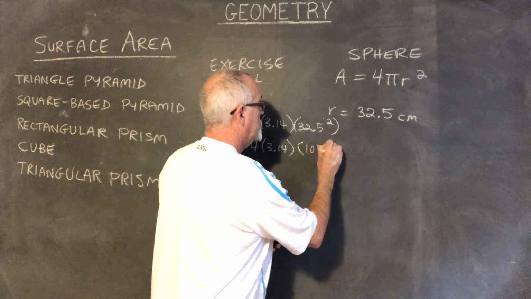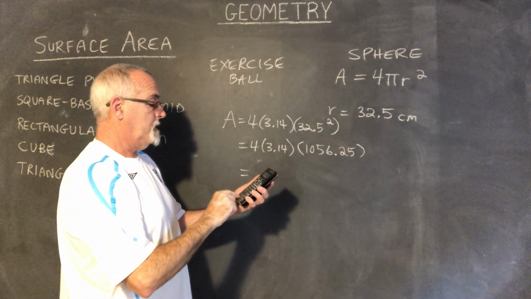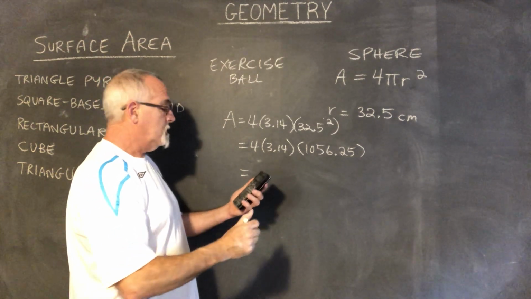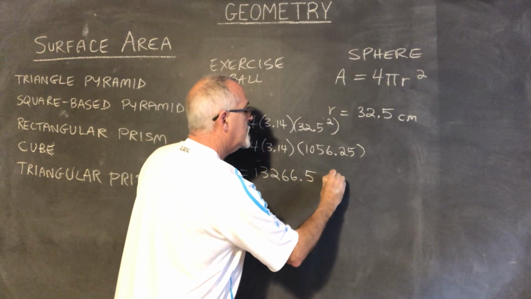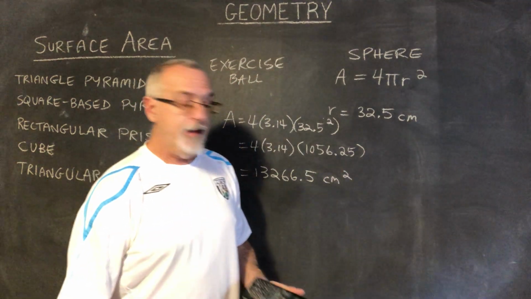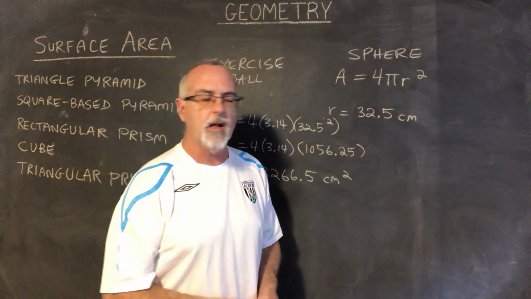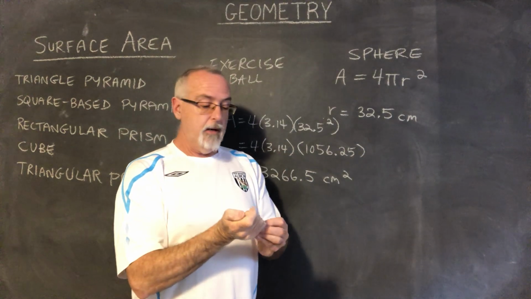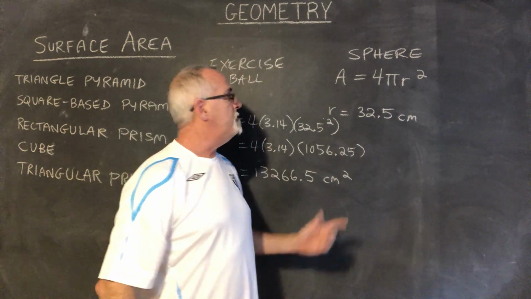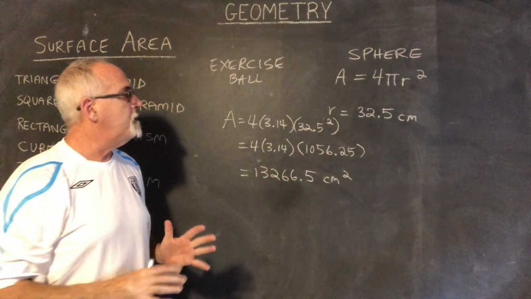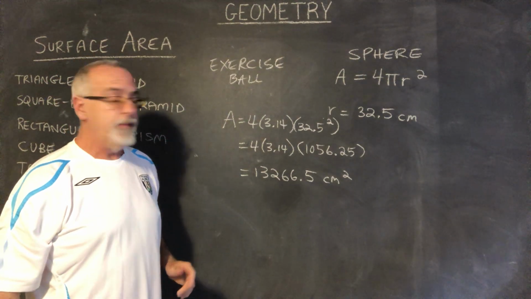1,056.25 times 4 times pi, 13,266.5 centimeters squared. Okay, and this is a really easy mistake to make. I can almost say I'm glad I made a mistake, but I'm not glad. But anyway, I'll make the best of it. It is an easy mistake to make when you find out the diameter of something, to rush and stick it into the radius position in the formula and get an answer that is incorrect because of it. But I'm just going to have to move on.